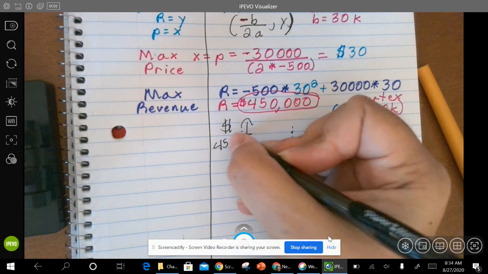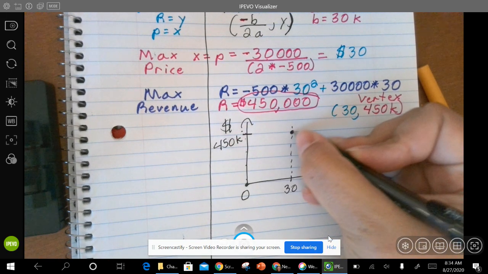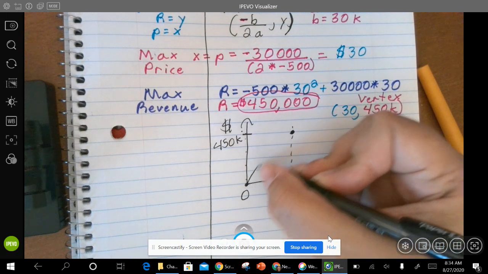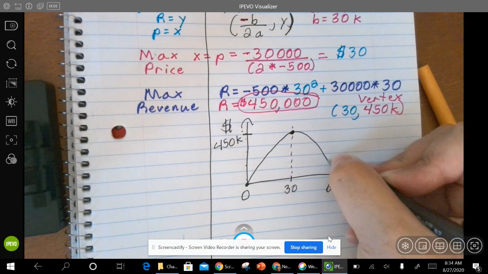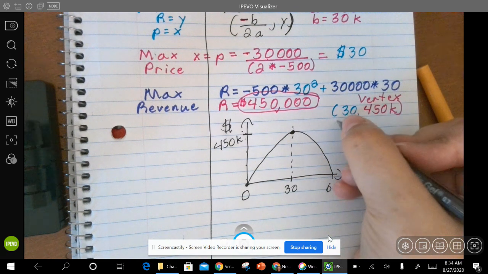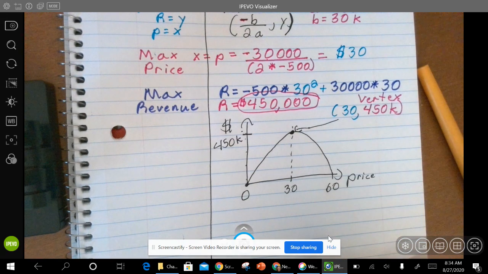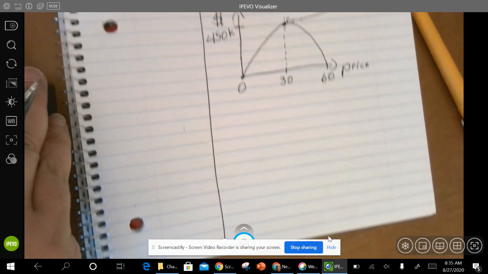So we're at 450,000. Okay, so that's going to be right there. And it's going to look like this. I'm going to redo the graph, but that's okay. And that is our vertex, everybody, right there. So there we got it. Okay, so what if we need to write the expense function in terms of the price?